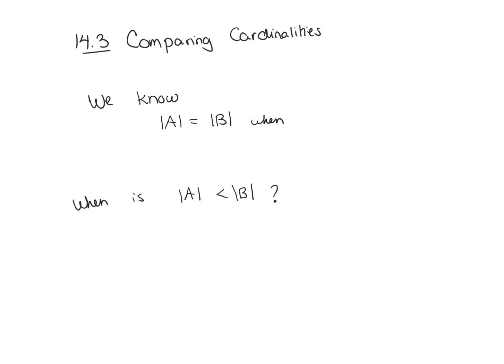Next, we want to talk about comparing cardinalities. So we know that two sets have the same cardinality when there is a bijection f from A to B. So when does one set have strictly less cardinality than the other? This should mean they don't have equal cardinality.